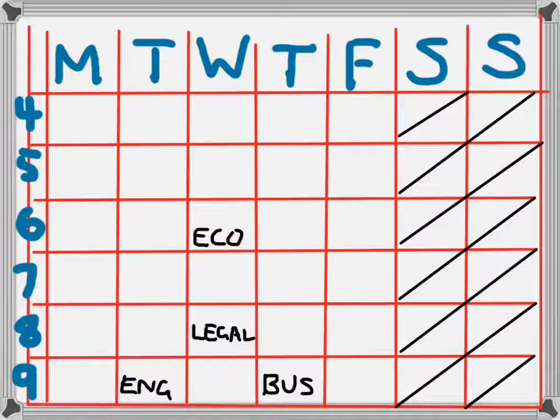Just to make it a bit easier to read, I'm just going to label these tasks. So economics we'll call 1, legal is 2, English is 3, and business is 4. The most important step when you're doing this is to actually start right down the bottom. Instead of starting at the top, we're going to go right down to the bottom. Before we do that, we just need to acknowledge that there's going to be some days where study is not possible, and so we'll go through that now.